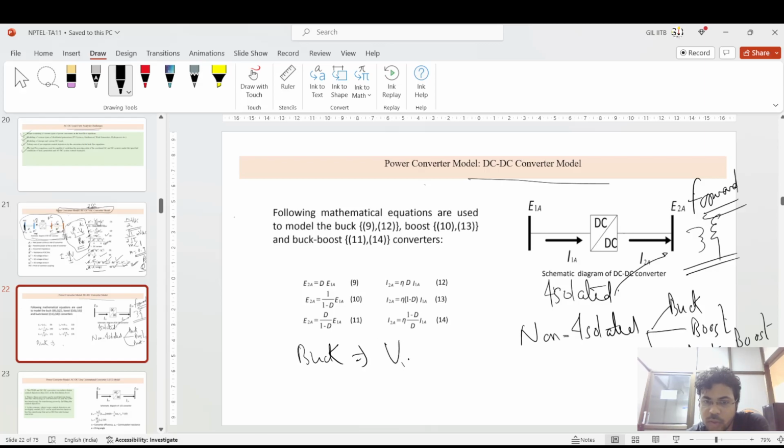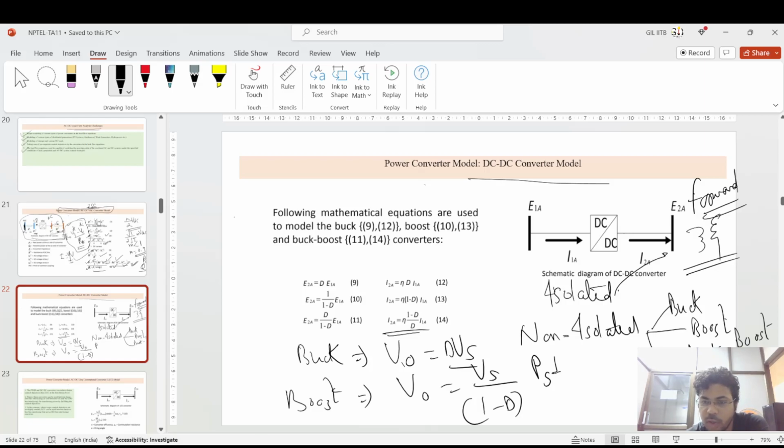So in the DC, suppose you have a buck converter. By designing, you will use output voltage equal to D times Vs, and in the boost converter you will use the same output equal to Vs divided by 1 minus D.